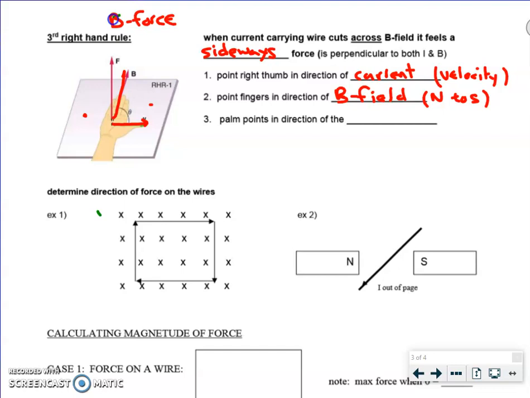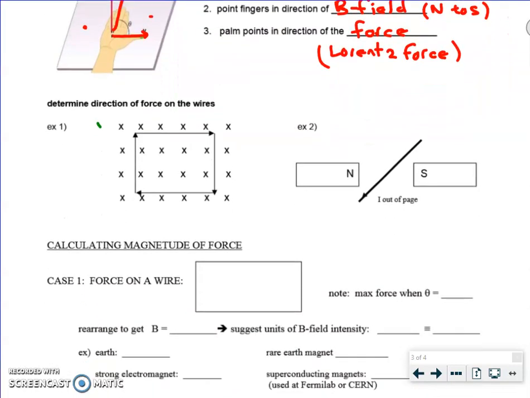So the palm points in the direction of the force. And that's called a Lorentz force, FYI. You'll hear me use that term every once in a while. That's specific to these magnetic fields. Okay, so let's do some quick practice.